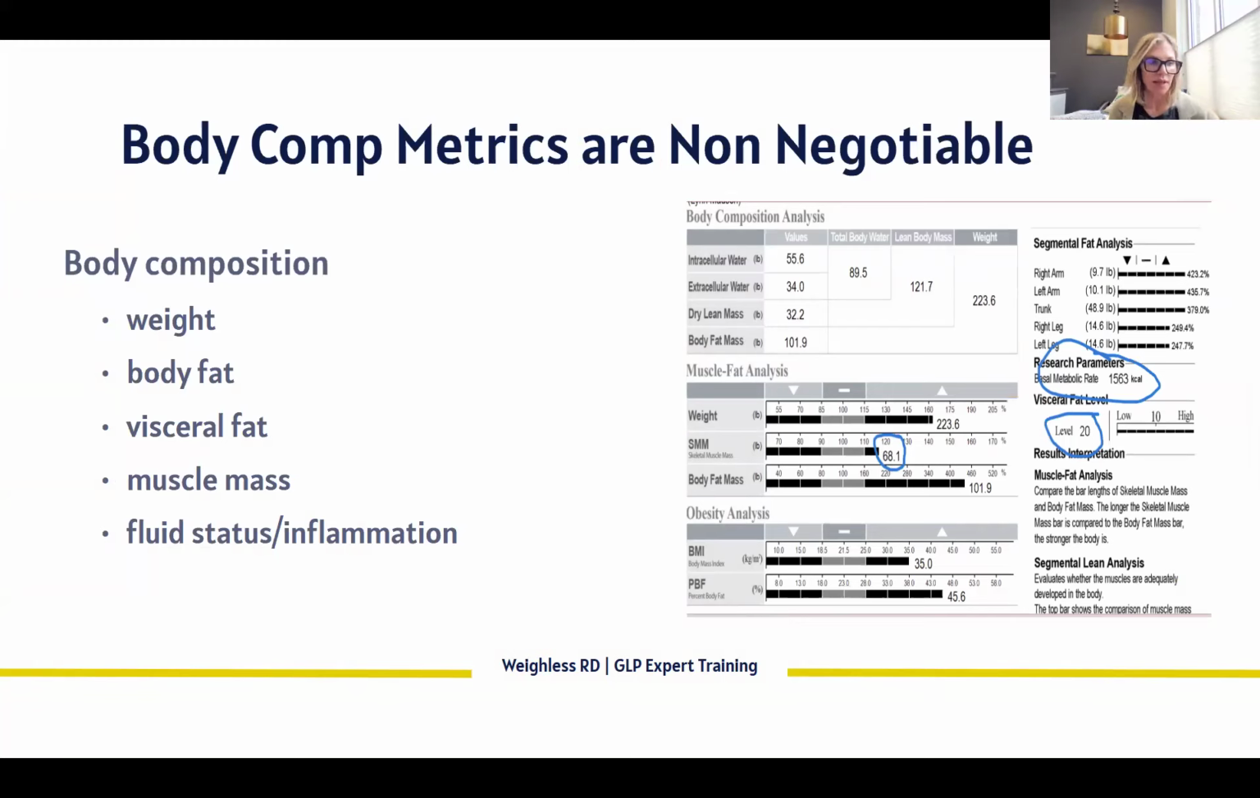And I do say it a lot. I just feel like if you're helping someone lose weight and you're not looking at their body composition metrics, you really can't say that you're truly helping them, because you don't really know if you are. If you don't know if it's the fat, it's the muscle, and that type of thing. So obviously weight, body fat, visceral fat, muscle mass, is the weight loss, fluid retention, and inflammation. So there's many different components. We look at all of it.